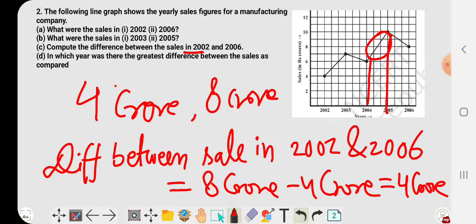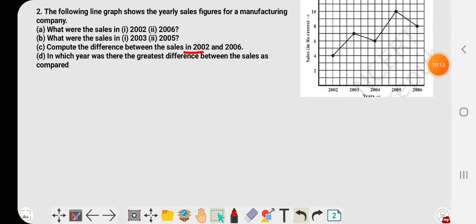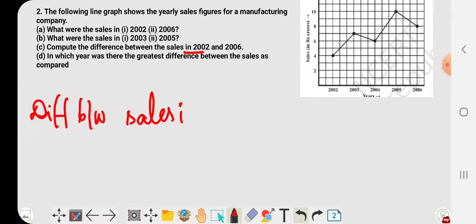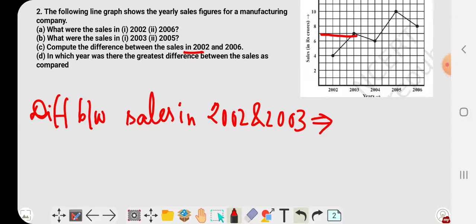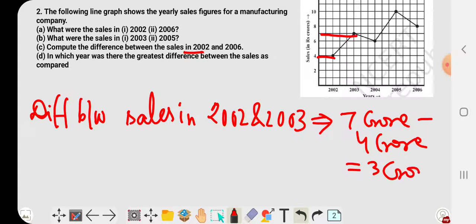Or we can solve it in a proper way also. You can write here difference between sales in 2002 and 2003. See in which year the sale was greater. In 2003 it is 7 crore and in 2002 it is 4 crore. So 7 crore minus 4 crore gives us 3 crore. So the difference here is 3 crore.